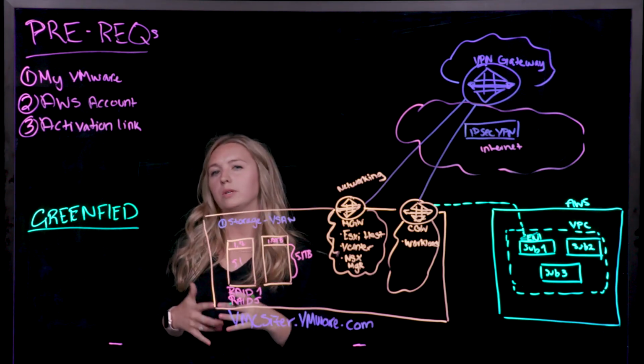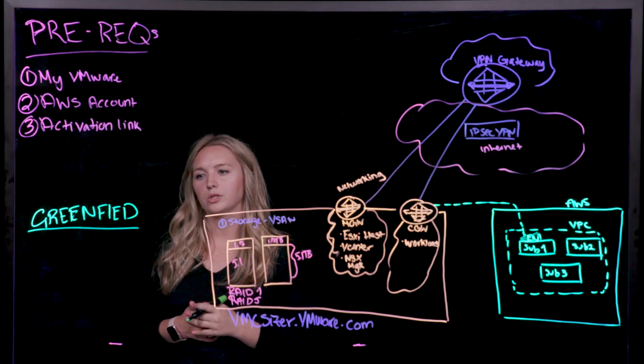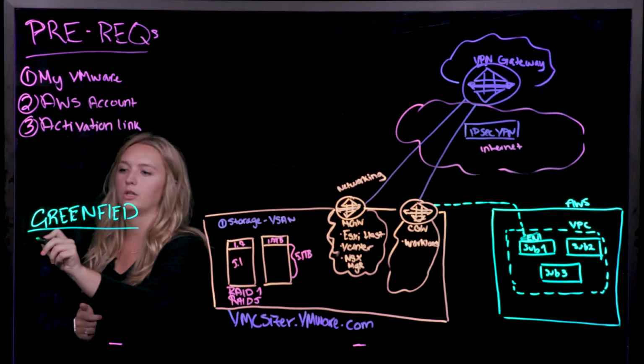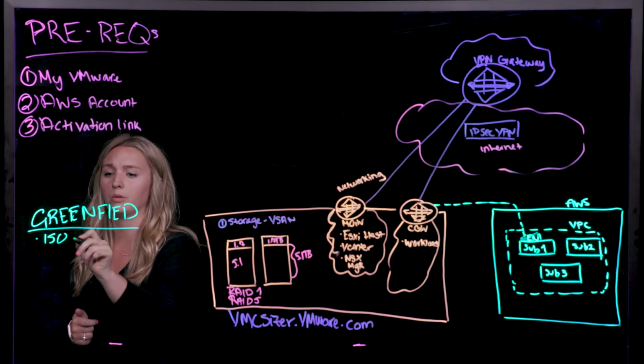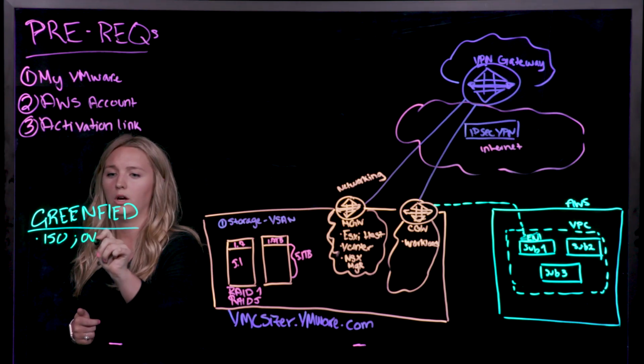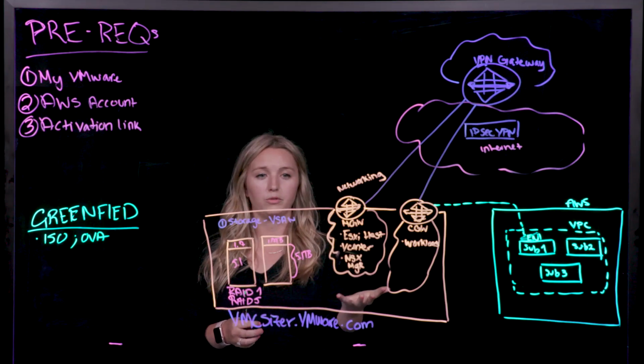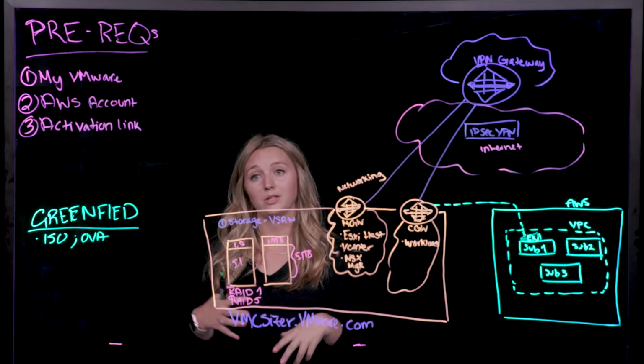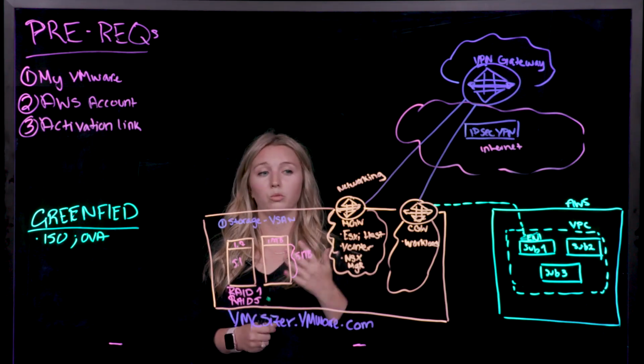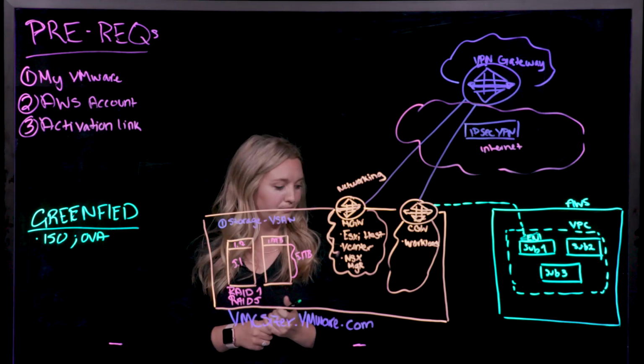Greenfield is probably going to be the less likely of the options that you're going to choose, but this would just be if you decide to deploy a new ISO or OVA template into your VMware Cloud. So essentially what that means is you spin up a completely new workload into your environment.